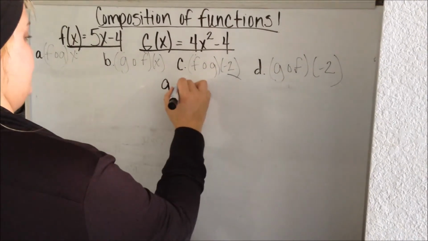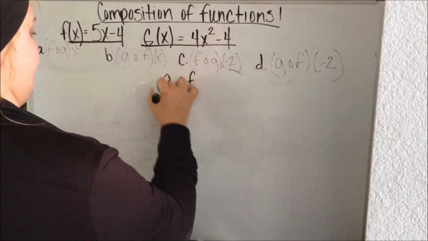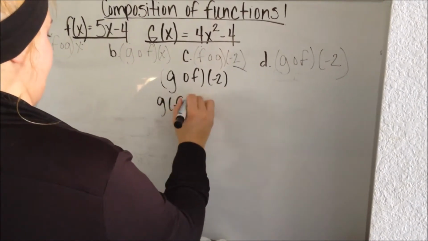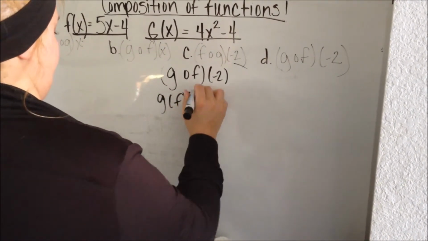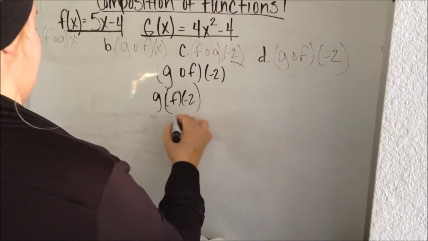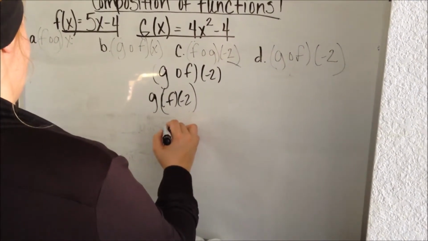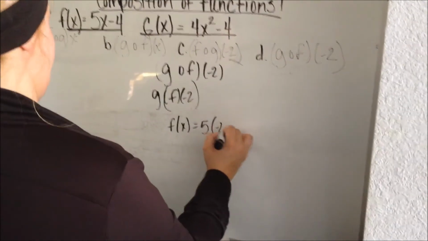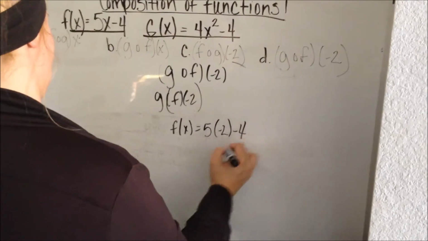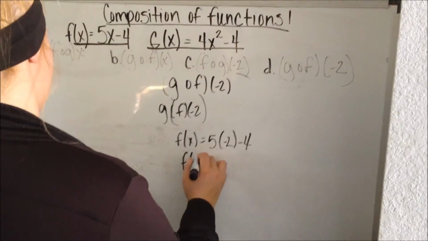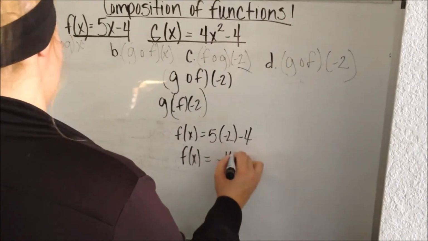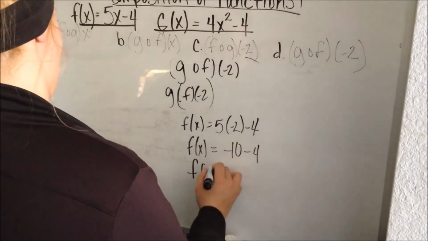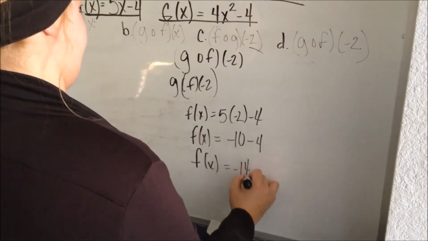So now we're moving on to the last one, which is g of f of negative 2. So g of f of negative 2. So we're going to plug in. So we're going to do our f first, which is 5 times negative 2 for x, minus 4. So then our f of x will equal negative 10 minus 4 and our f of x will equal negative 14.